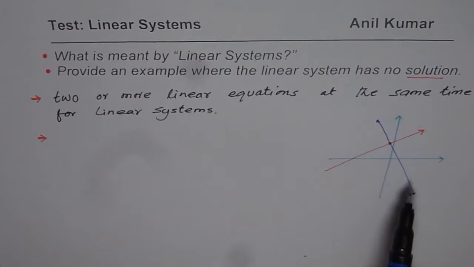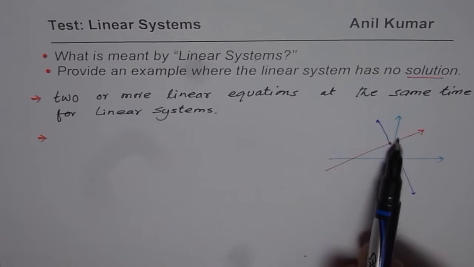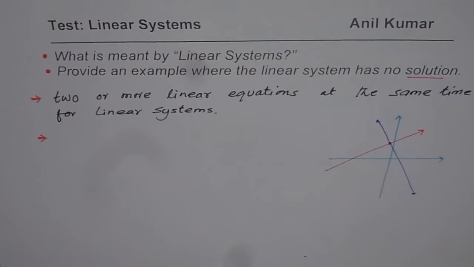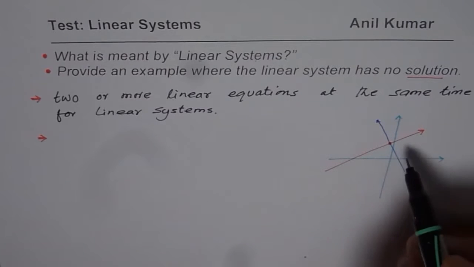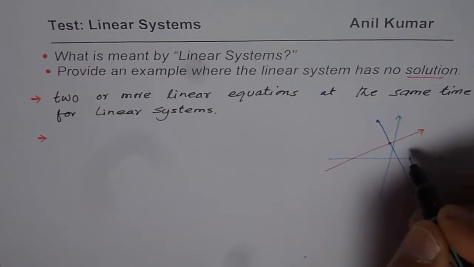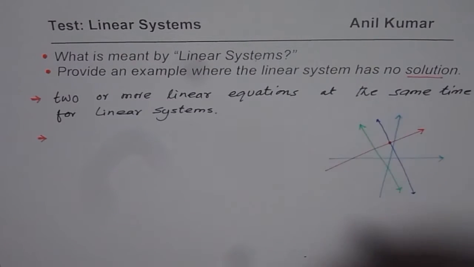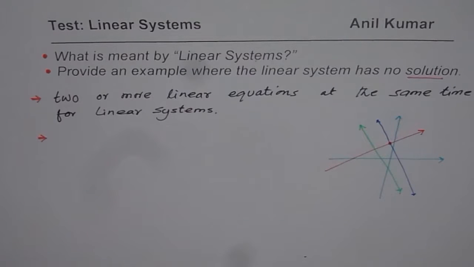The question really is, provide an example where a linear system has no solution. Now this linear system, which has two lines, has one solution, and graphically we can see that point is the solution. But what we need to figure out is a linear system which has no solution. So no solution really means that we are looking for another linear equation which represents a line parallel to the given line, so that they do not intersect. If they don't intersect, then they have no solution, right? So you have to give an example.